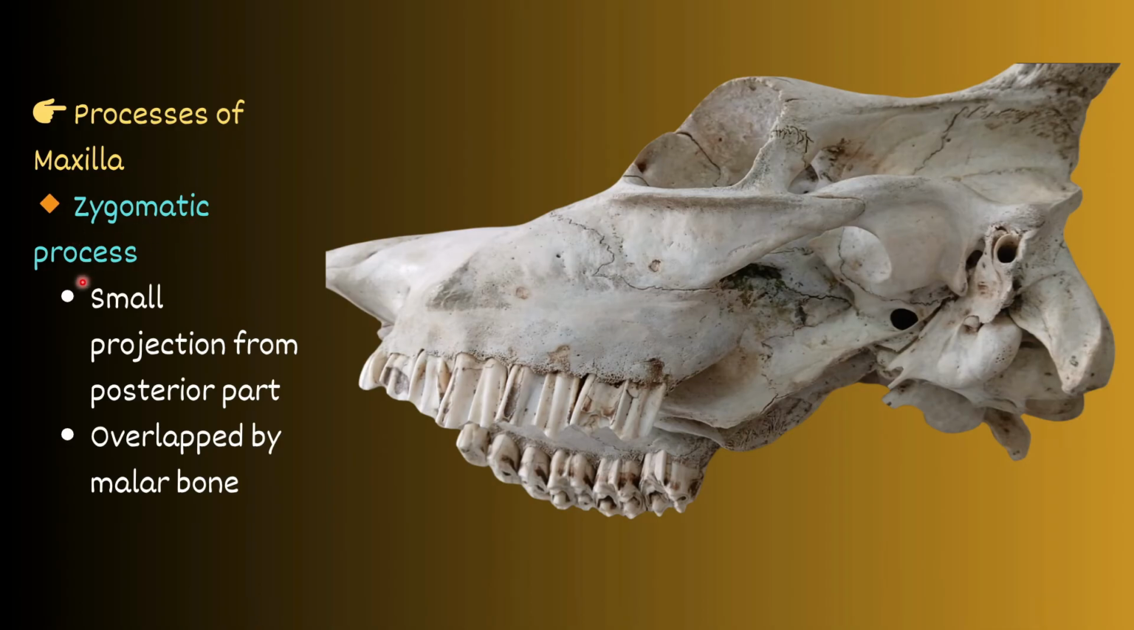Then processes of the maxilla. First, the zygomatic process, this one. This is the zygomatic process of the maxilla. A small projection from the posterior part, overlapped by the malar bone. Just above this you will find the malar bone. So this is the zygomatic process of your maxilla.